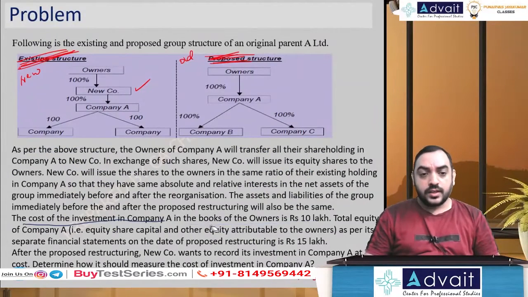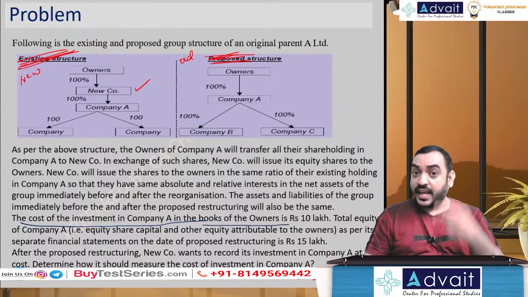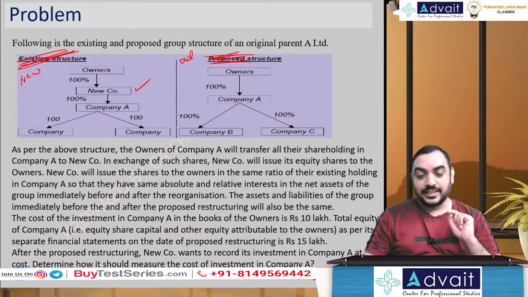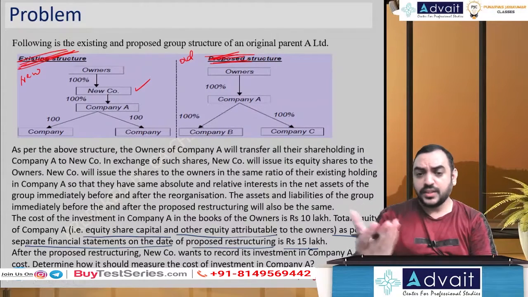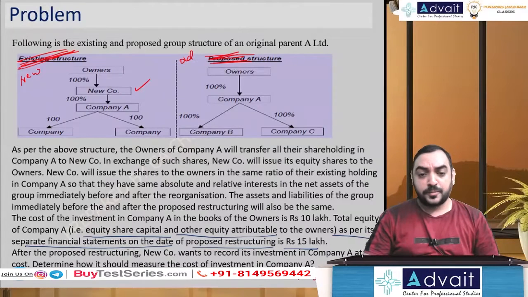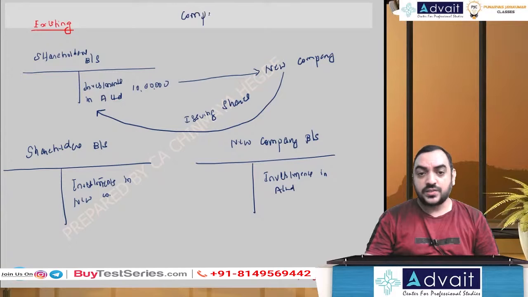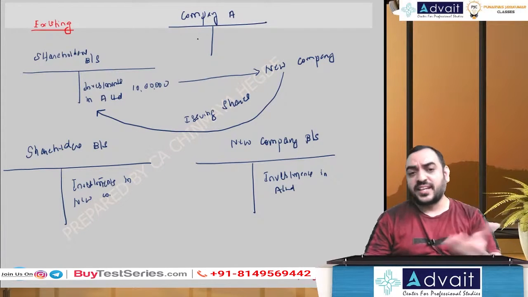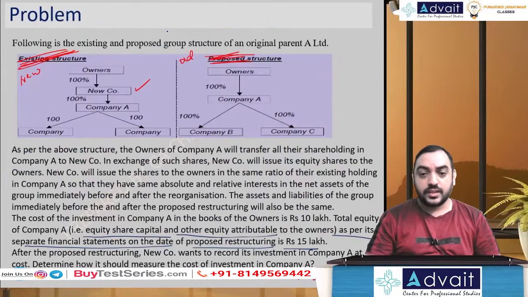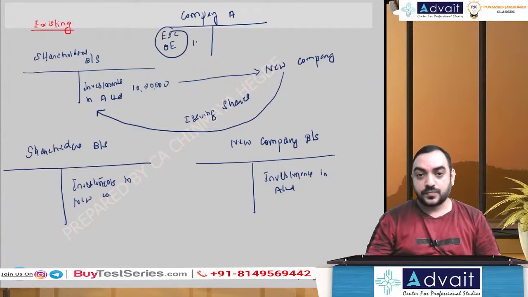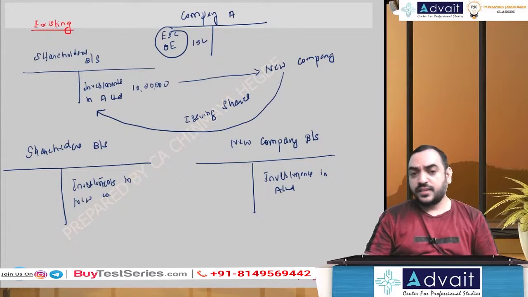Let's read once more. The cost of investments in A Limited in the books of owners is 10 lakh, as I have shown. The total equity of company A, equity share capital and other equity attributable to owners as per its separate financial statements on the date of the proposed restructuring, is 15 lakhs. That is company A, before consolidation, because company A has got two subsidiaries. Company A has equity share capital and reserves and surplus, here called other equity, and that put together is 15 lakhs as per the separate financial statements. So they are going to show 15 lakhs in the revised thing.